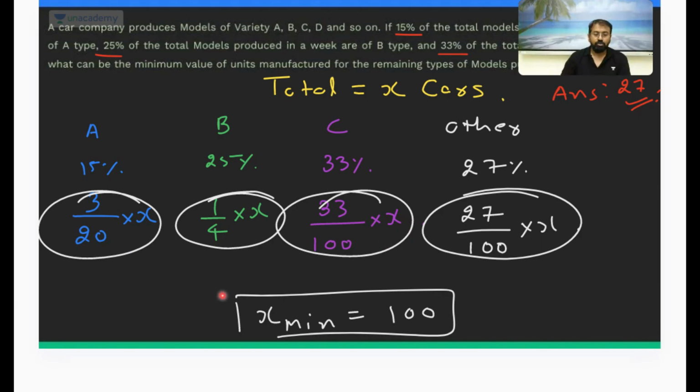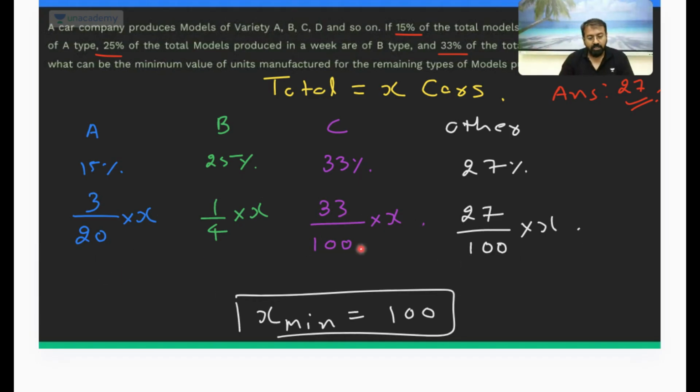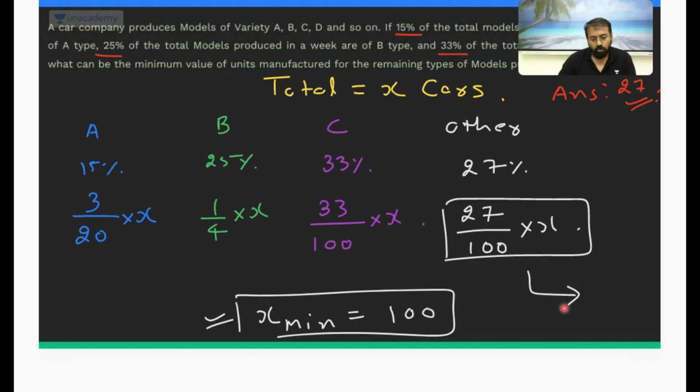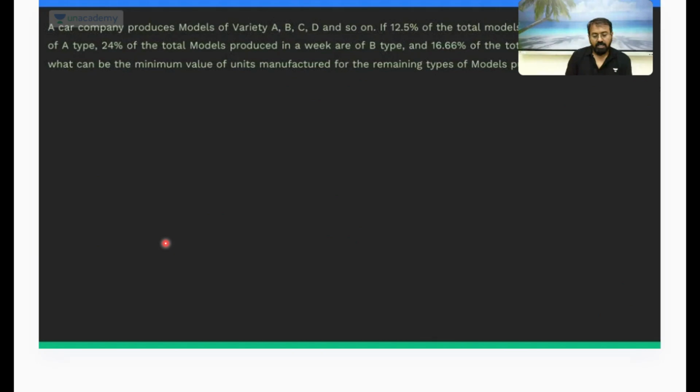Right? Because you can't produce the number of cars of a particular model in fractions. So each of these models has to be produced in integer number. So for that, X minimum has to be 100. Are we clear? So guys, this will come out to be equal to 27. If X is 100, then this is 27. Are we clear, everyone? Guys, what's the answer for this?